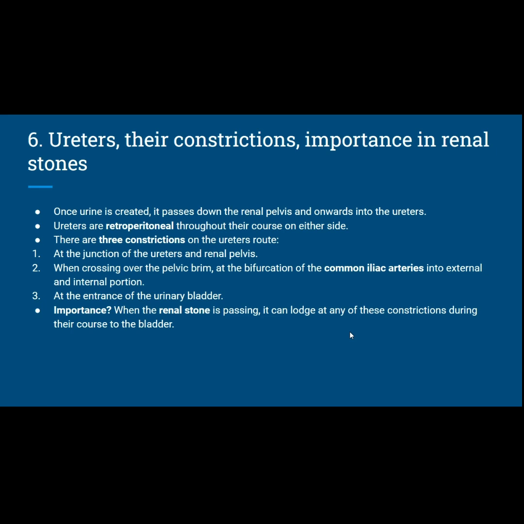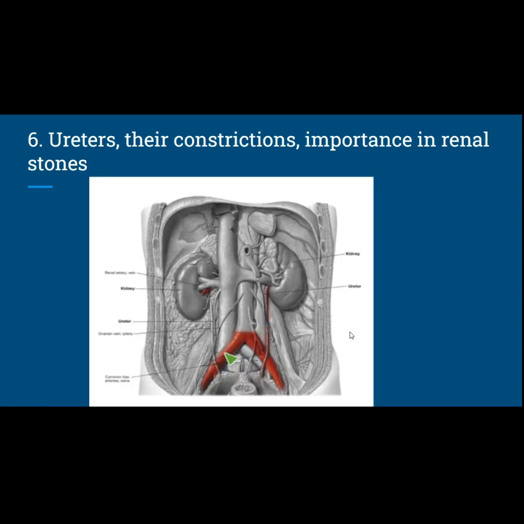And finally, we have the entrance of the urinary bladder. So what is the importance of these constrictions? When the renal stone is passing down from the kidney, it can get lodged in any of these constrictions: either at the junction of the ureter and renal pelvis, or at the pelvic brim, at the bifurcation of the common iliac arteries, or finally when it's about to enter into the bladder, there's also one constriction, so the renal stone can get lodged over there.